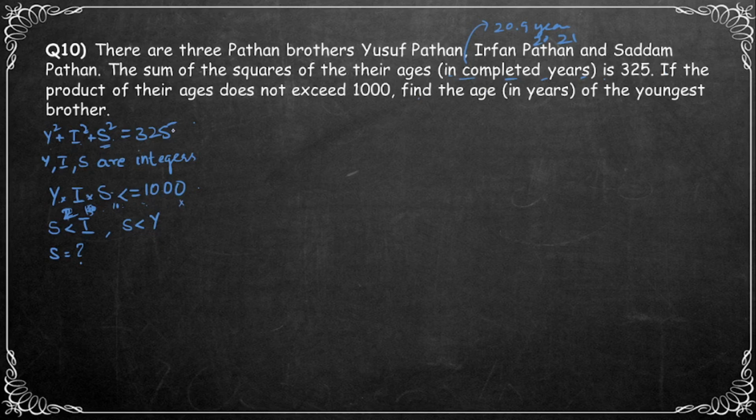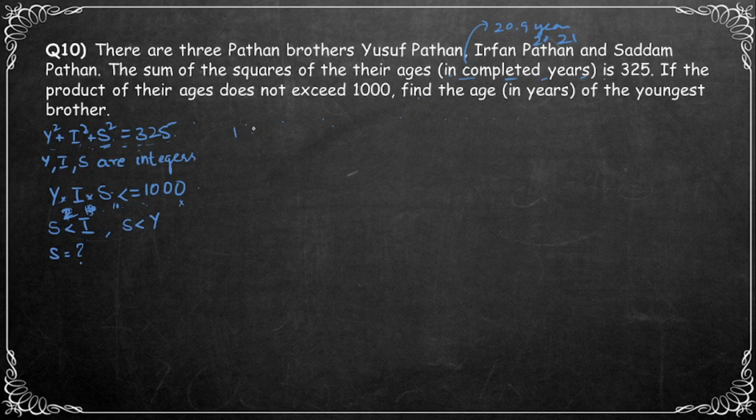Okay. Now let's go to the other equation. It says that if you take three integers, square them and add them, you should get 325. That means if I have square numbers, square of positive integers, I should pick three numbers such that their sum is 325. Now let me write the squares of positive integers.